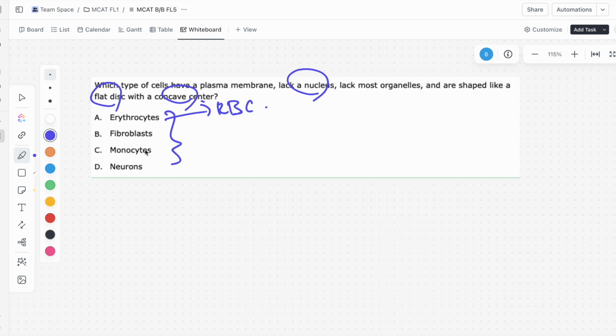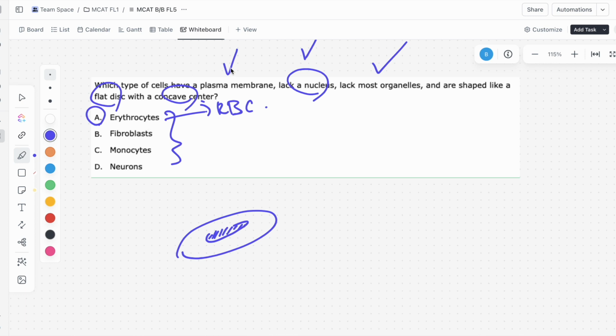And so I'll just move down the line here, and let's see. So erythrocytes, do they lack a nucleus? Or I guess first, do they have a plasma membrane? Yes. Do they lack a nucleus? Yes. Do they lack most organelles? Yes. And are they shaped like a flat disc with a concave center? So most of you guys probably know by now what these red blood cells look like, right? They're like flat discs, and they have this smushed in center. And so these all fit the description of erythrocytes perfectly. So this is a pretty good answer so far, but let's look at the rest.